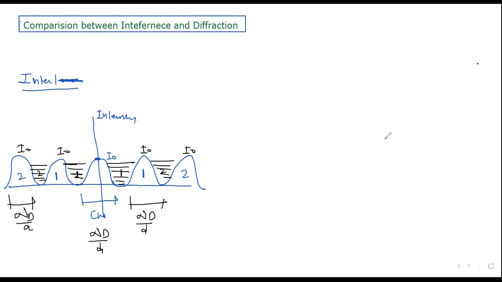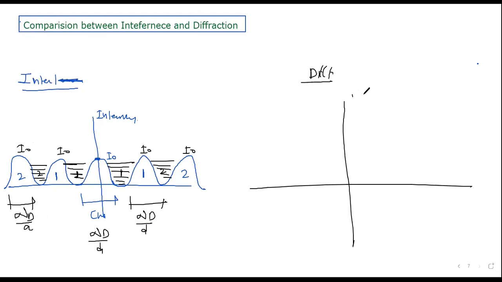But what happens in diffraction? This is not happening. In diffraction, the intensity and width are different. Suppose I draw the same curve, intensity versus distance. Look here at how it looks. Suppose this is your central maxima. It has maximum intensity, let's call it I naught. So the width of the central maxima is 2 times lambda d by a. This is the width.